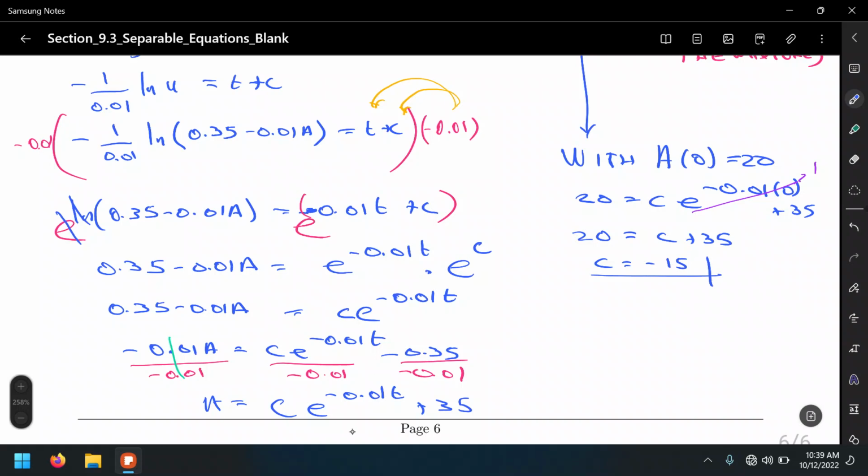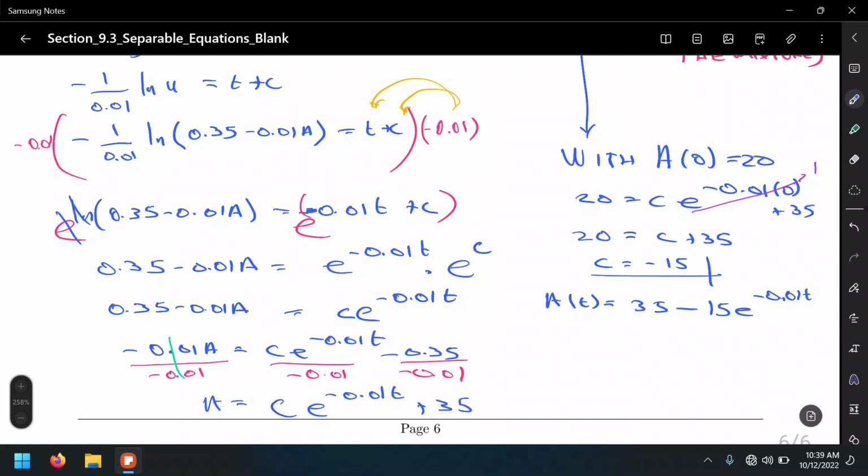So we may go from the equation that we wrote in general form to its particular form. A of t equals 35 minus 15 e to the negative 0.01t. That's the mathematical model that we will be using to find the amount of alcohol at any particular time, which is set in minutes: after 25 minutes, after 35 minutes, you name it. So that's only the first part of the question here.